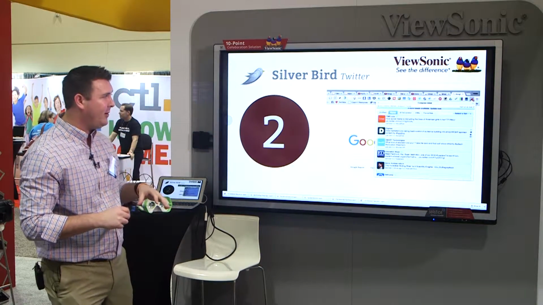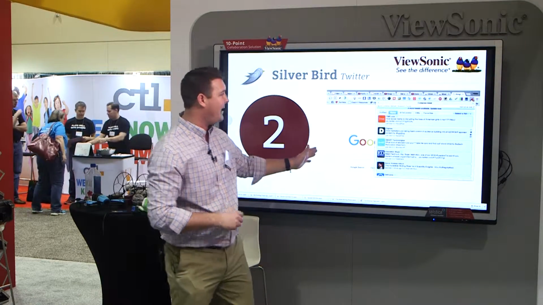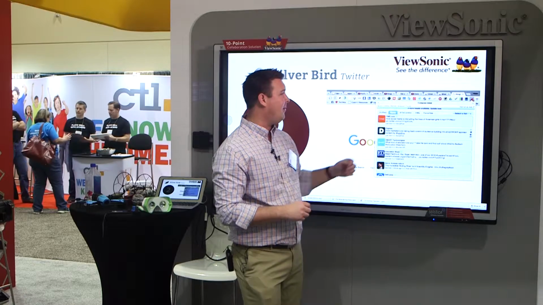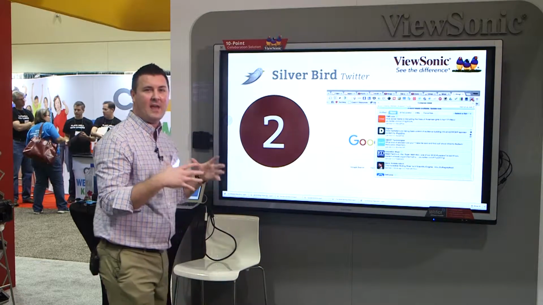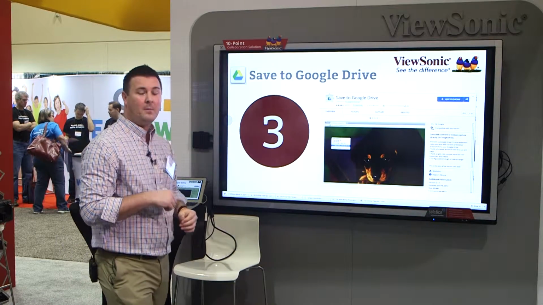Silverbird is my Twitter extension here, and what we do is, as you can see, I'm in the Google search page, and instead of going to twitter.com, I can actually just hit the extension. I can see my feed here. I can see who's mentioned me. Or if I need to tweet something out, I can. So I don't have to actually leave my page to go tweet something out or see what's going on in Twitter. Now, where do I get all those extensions?